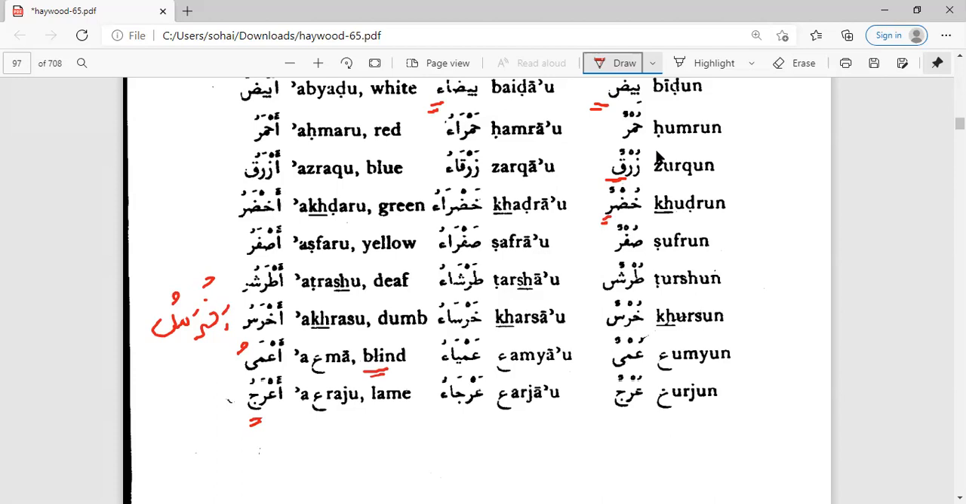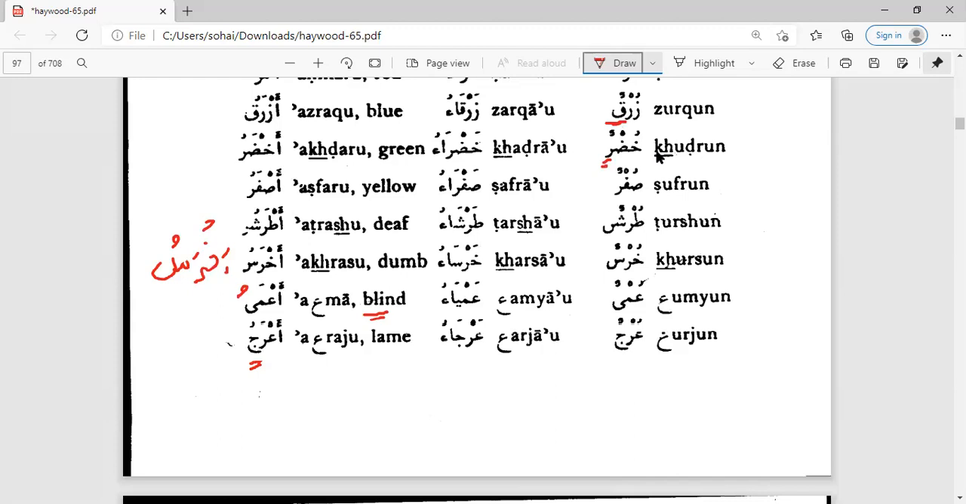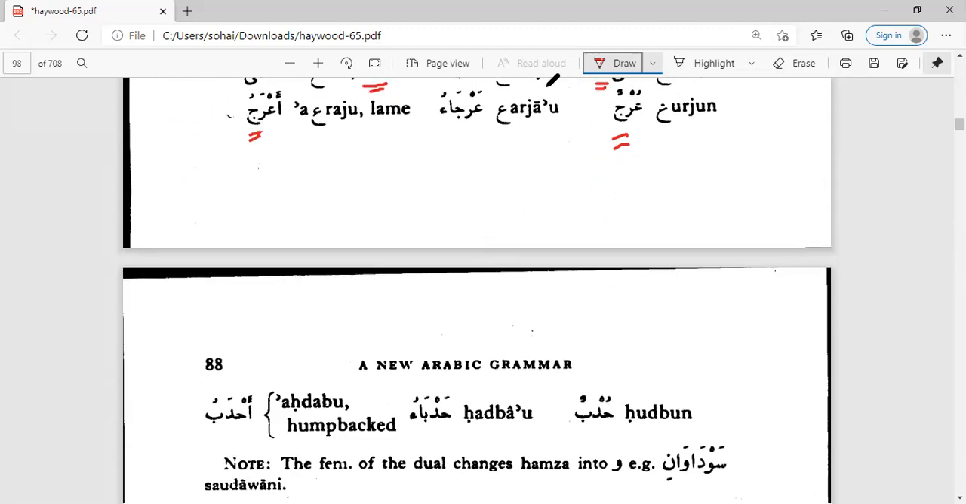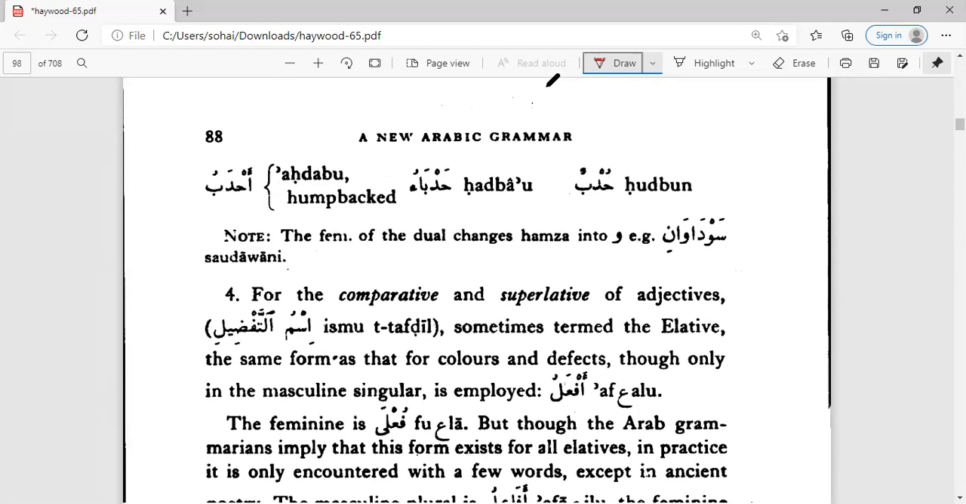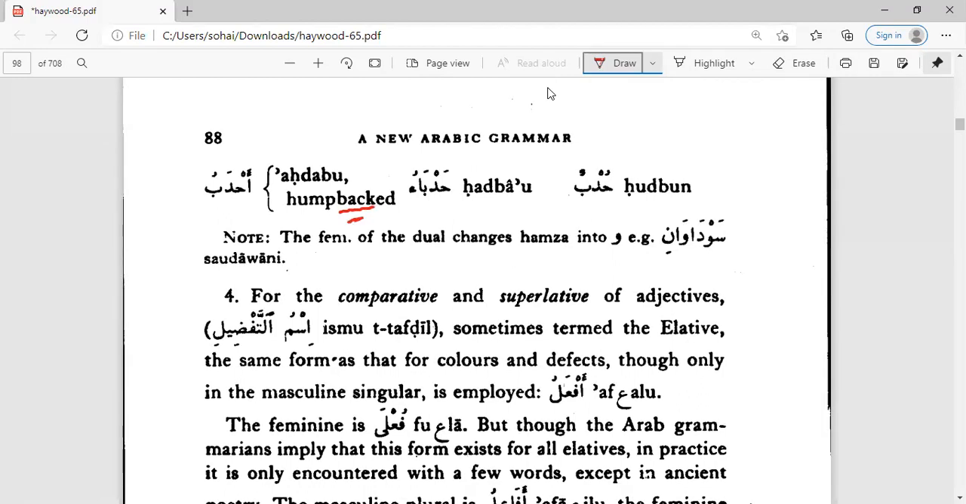Many people. Khursun, dumb. Umyun, blind. So summun, bukmun, umyun, fahum la yarji'un. Like in the Quran, in Surah Baqarah, it says deaf, dumb, and blind, right? Umyun is used there. Orjun means lame. Another one is ahdab, humpbacked, I think a person whose back is arched, who doesn't have a straight back. Hadba'u, hudbun.